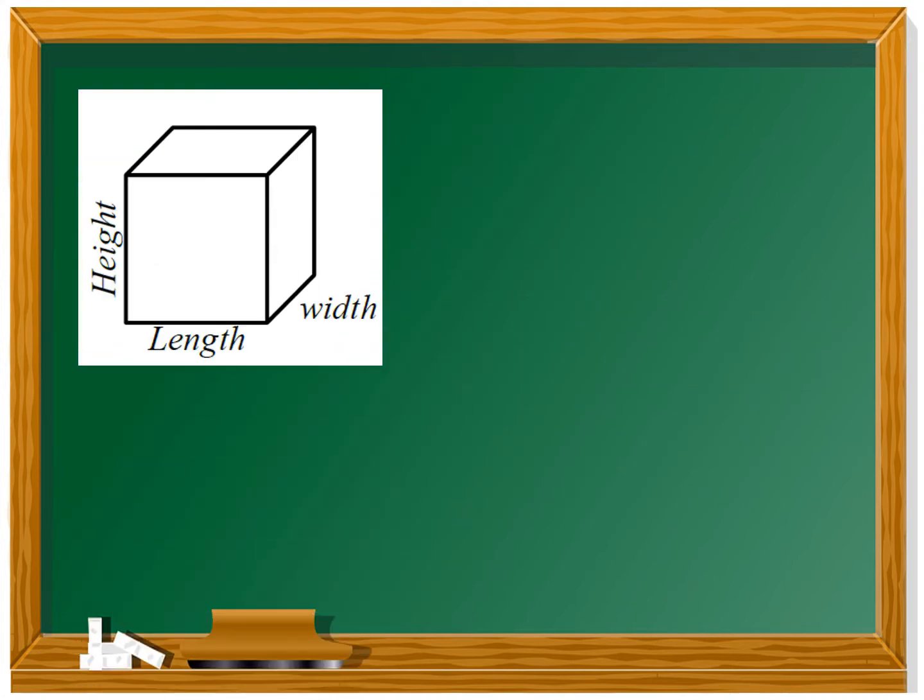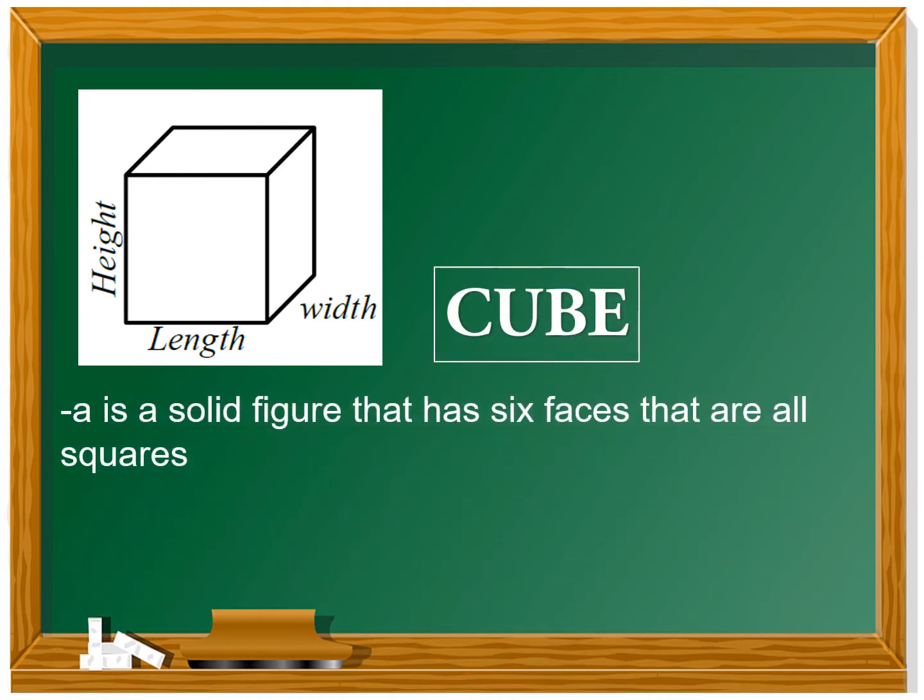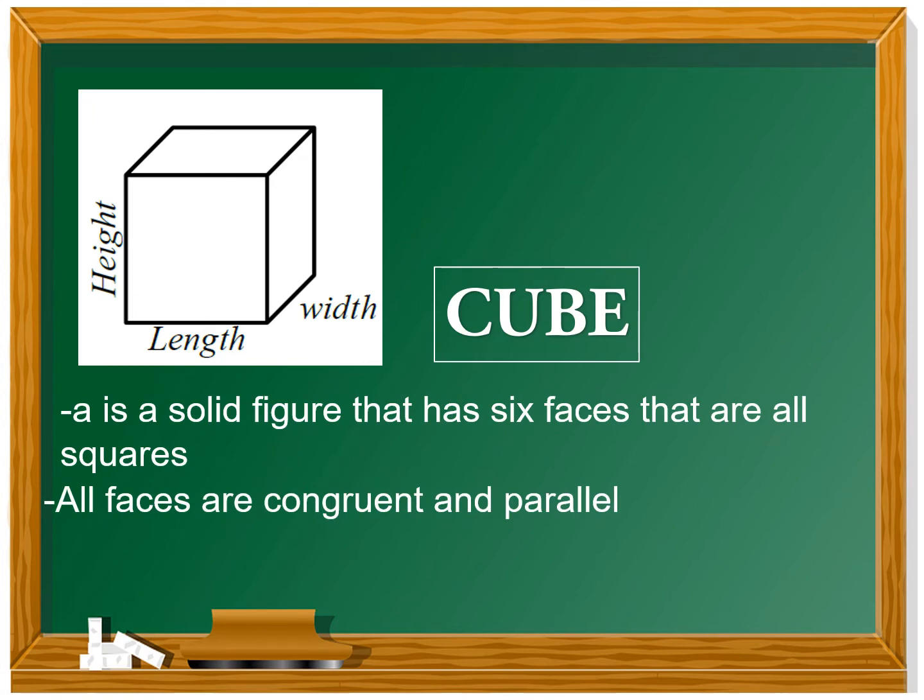Now, what is shown on the presentation is a cube. It is a solid figure that has 6 faces that are all squares. All faces are congruent and parallel. To get the volume of a cube, we have to multiply the measure of its 3 sides. Volume is equal to side times side times side, or volume is equal to S cubed.